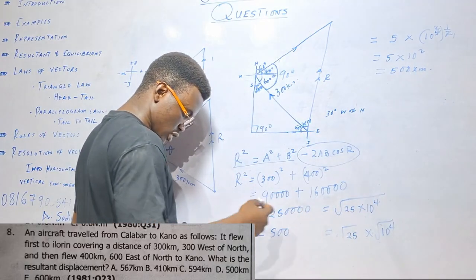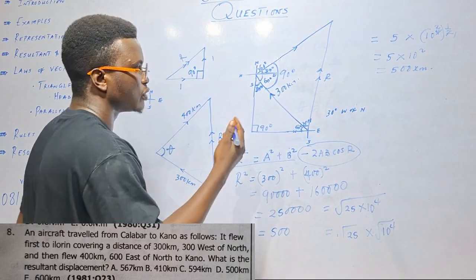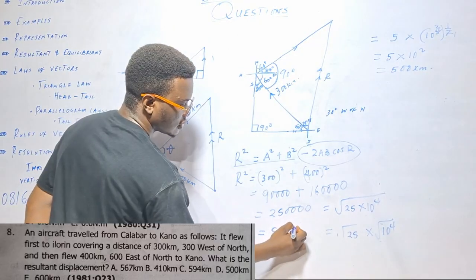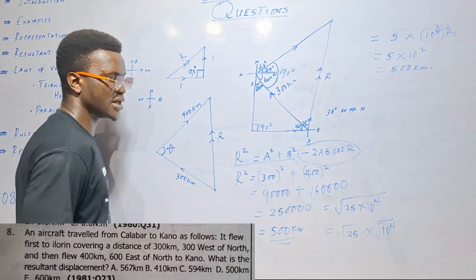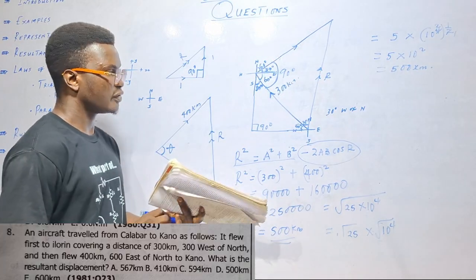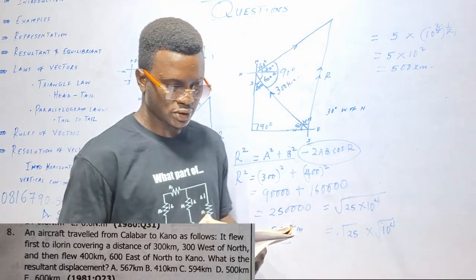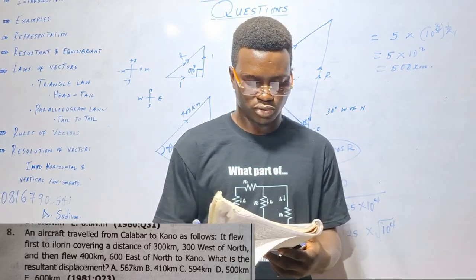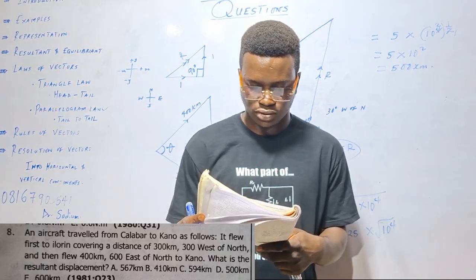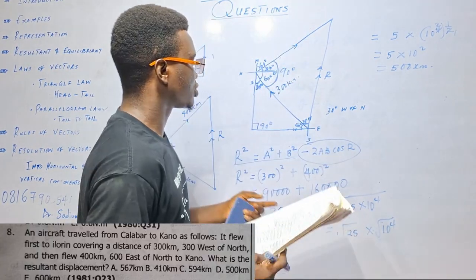So if you don't have a calculator, you can do it that way. So don't get stuck in the exam. Your answer is going to be 500 kilometers. So our resultant is 500 kilometers. If they ask us to find direction, we'll find it. But in the options, they didn't ask us to find direction. So the answer is option D.